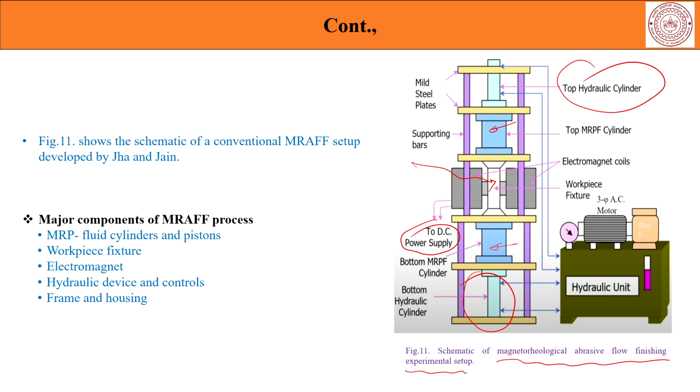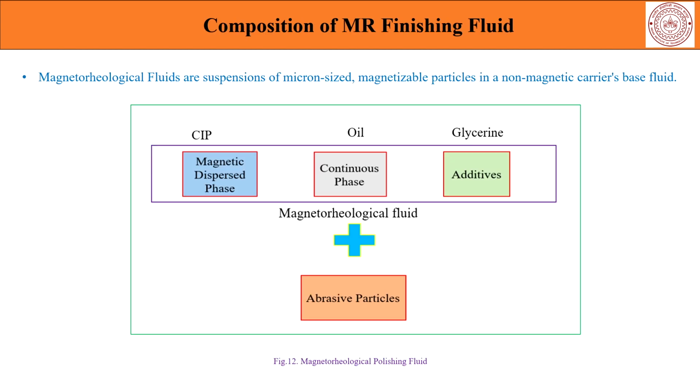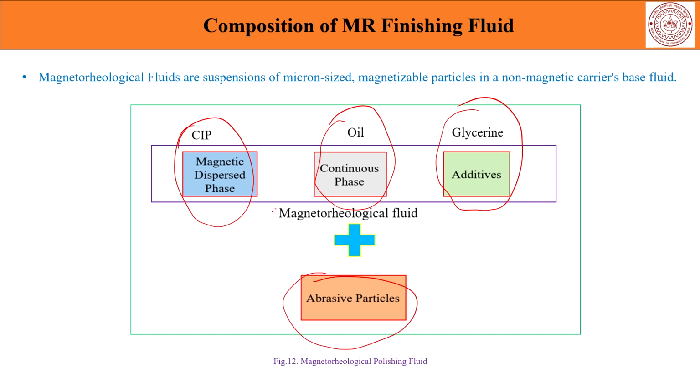Major components of the MRAFF process include the fluid cylinder and piston. It includes the workpiece fixture, electromagnet, hydraulic device and controls, frame and housing, and so on and so forth. So, in a nutshell, the composition of the fluid is three components: the CIP, the oil, which is the grease and the paraffin wax, and some additives, plus the abrasive particles and the magnetorheological fluid. And they are suspensions of micron-size magnetizable particles in a non-magnetic carrier-based fluid. So that is how MR finishing fluid is realized.